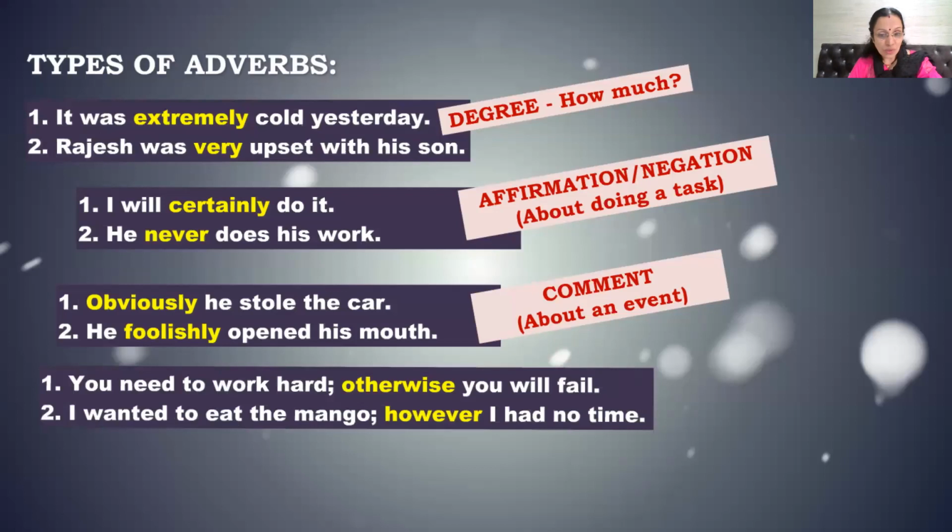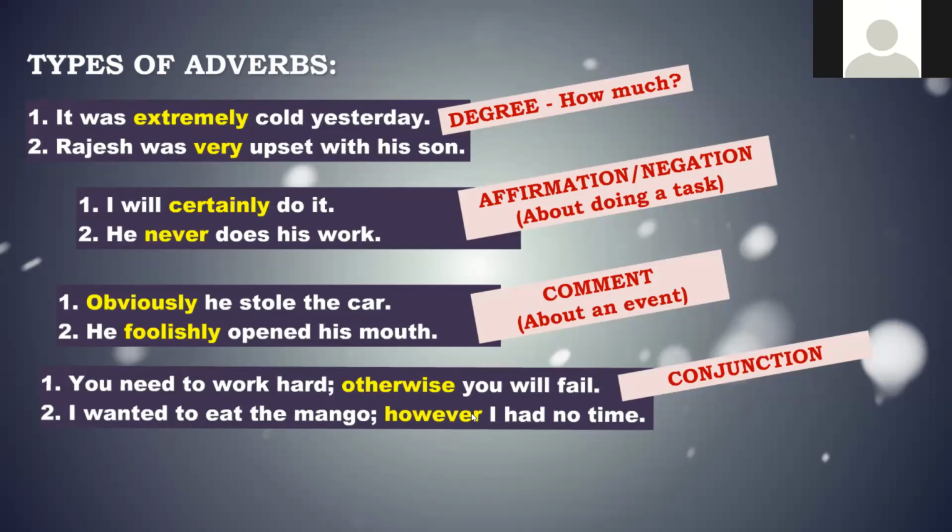The last one: you need to work hard, otherwise you will fail. I wanted to eat the mango, however, I had no time. What is it telling you? These are all conjunctions. They're used as conjunctions, joining two sentences. You need to work hard, otherwise you will fail. Otherwise is an adverb only, else, showing condition, but it is used as a conjunction. You need to work hard, else you will fail. These are conjunctions, but actually their role is conjunction plus adverb.